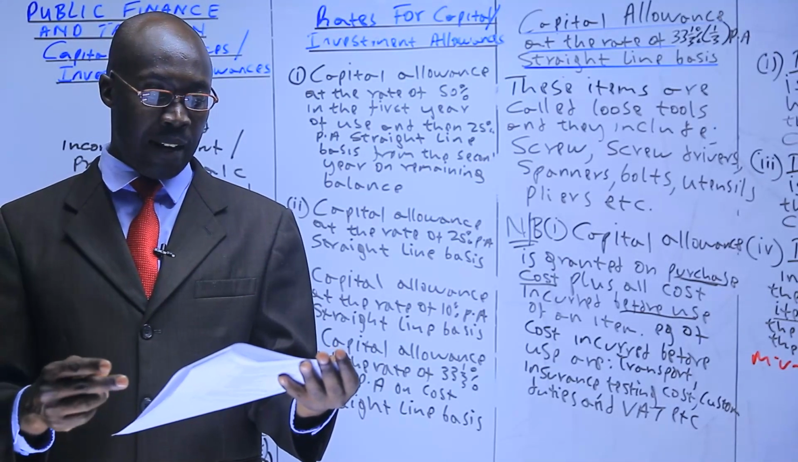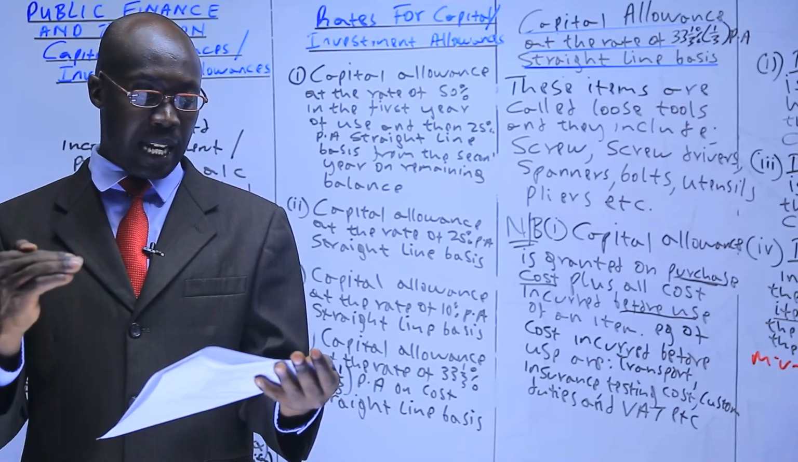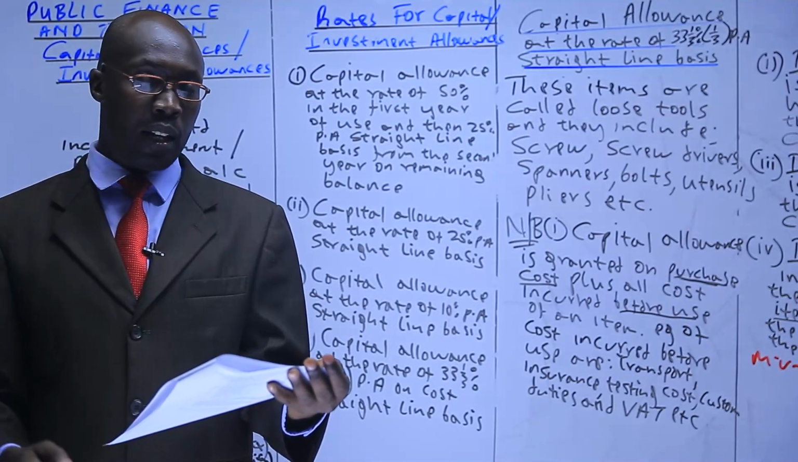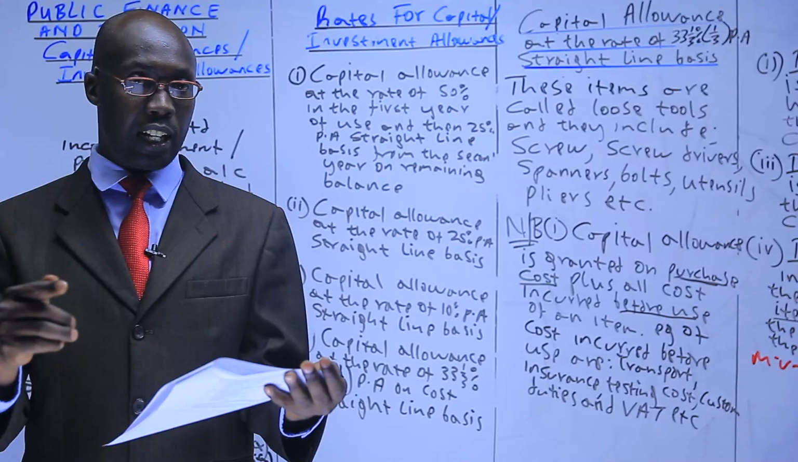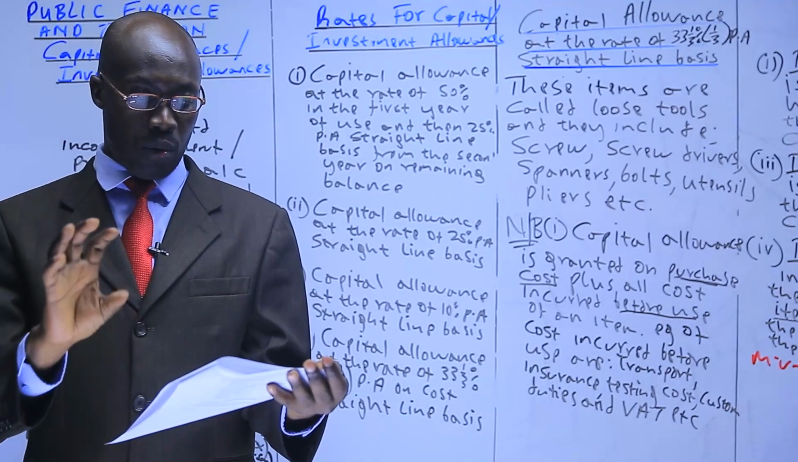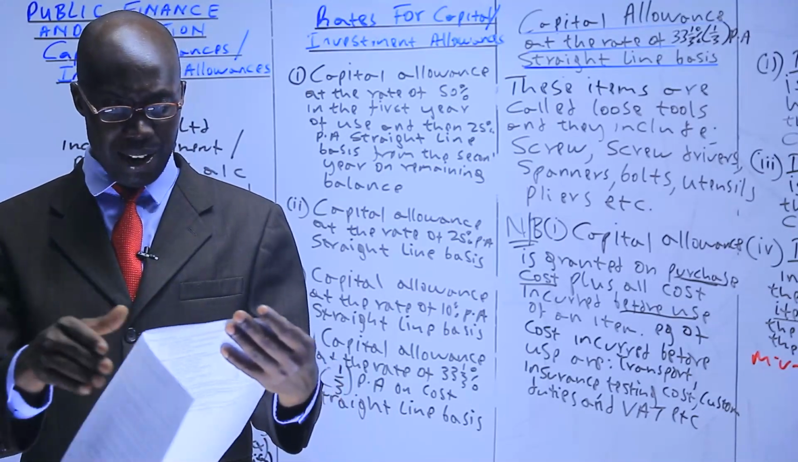So if you look at the required, we are told the investment allowance due to Kenkoff Limited for the year ending 1st December 2020. That tells you we are talking about 1 year, year 2020. So with that, now we can go back and start claiming capital allowance.